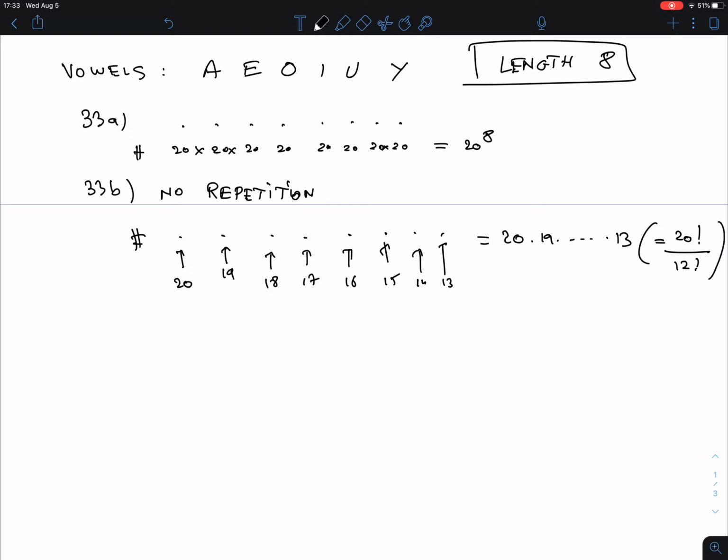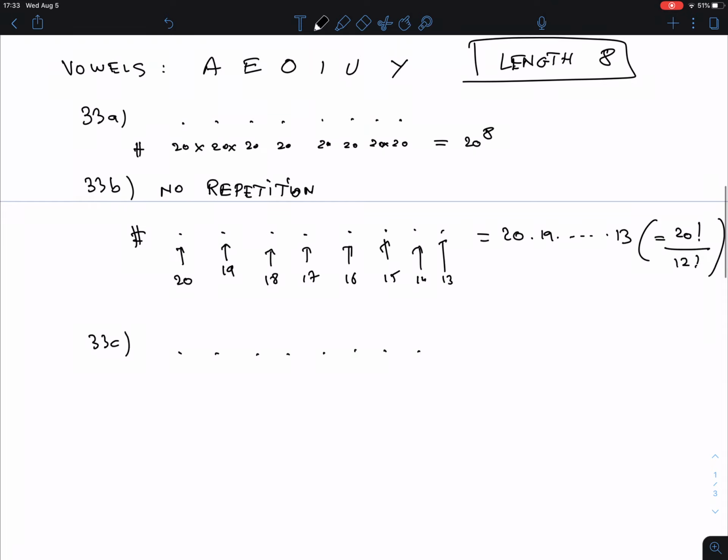Okay, 33C, words that start with a vowel if letters can be repeated. Okay, so what has changed now? I don't know why they made this length 8 because it's so long. Okay, so it has to start with a vowel. So here I now have 6 choices, my 6 vowels. I remind you, in the solution of the book they use only 5 vowels, so instead of 20 they will have 21 consonants. So the numbers are different. Okay, so 6 here, and now what about the rest?